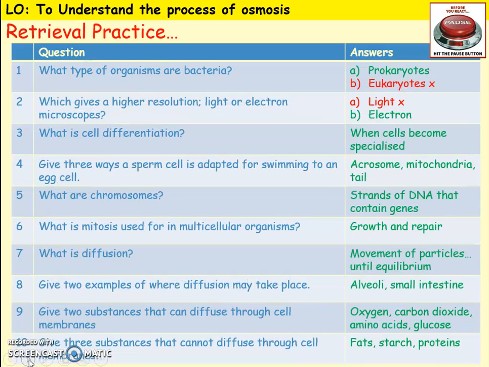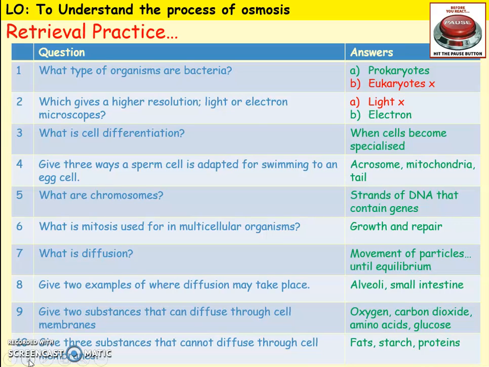Let's have a look at some answers. So, what type of organisms are bacteria? Bacteria are prokaryotes. If you got that right, well done. Prokaryotes don't have a nucleus. So, in bacteria, the DNA is free inside the cytoplasm. Question 2. Which gives a higher resolution, light or electron microscopes? Electron microscopes have a much higher resolution.